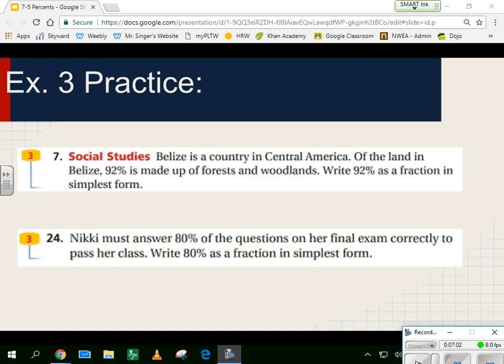All right, here are 2 problems I want you to try now. You have to write them in simplest form, changing them from a percent to a fraction. Good luck. Come back when you're done.